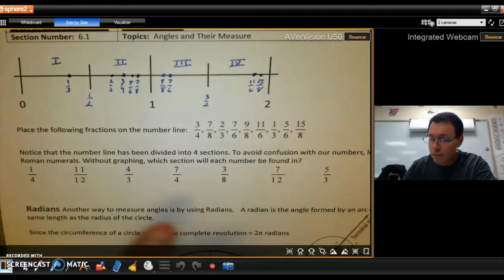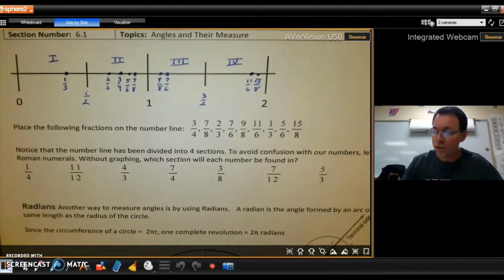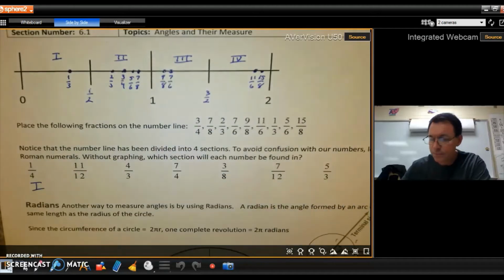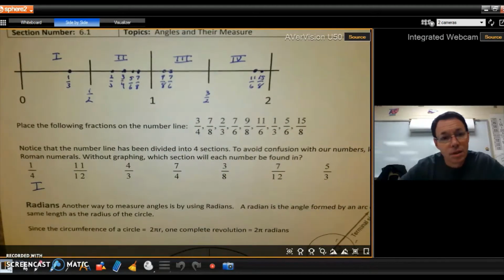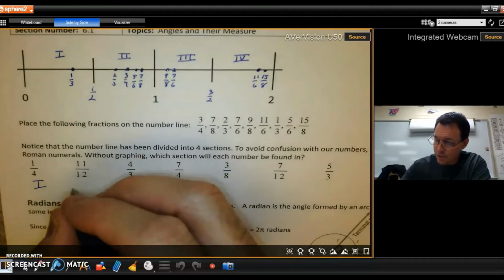Now, looking at these fractions, all I need you to be able to do is tell me which of those sections each of those fractions would be in. So 1/4. 1/4 is in which of those sections? Well, 1/4 is less than a half. It's going to be right here. That is in section 1. How about 11/12? 11/12 is almost 1. 12/12 would be 1. So it's going to be a little bit less. So it's going to be on this side of this line. So it's going to be in section 2.